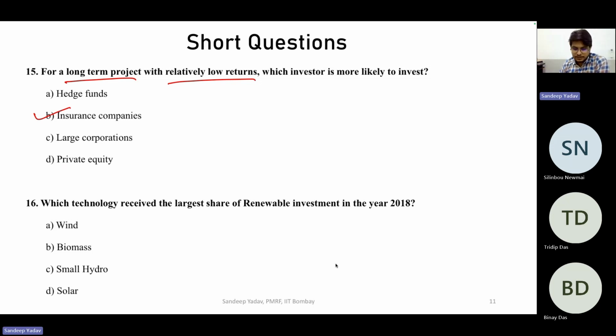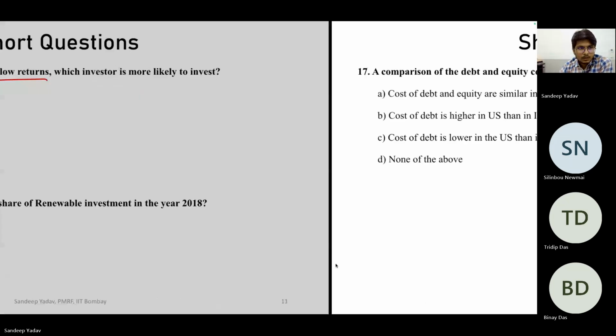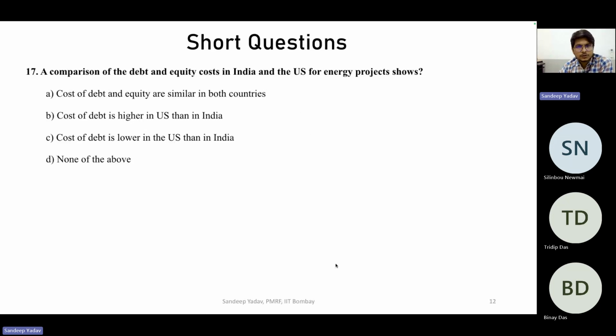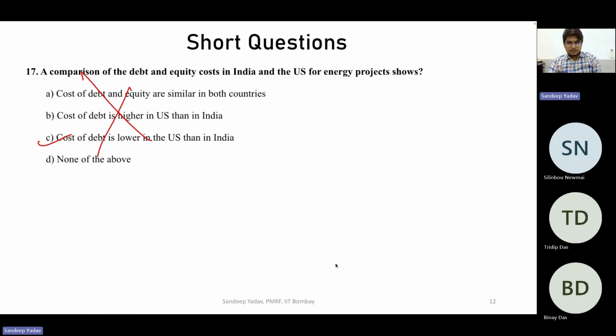Finally, which of the technologies received the largest share in investment in 2018? We've just covered solar. Solar has received the largest, around 1,349. Now, finally, moving to the final question of the short types, a comparison of debt and equity cost in India. This is already covered, so let's discuss it again. If you have any doubt in the short types of questions, you can ask me. Otherwise, we move to the numerical type questions.